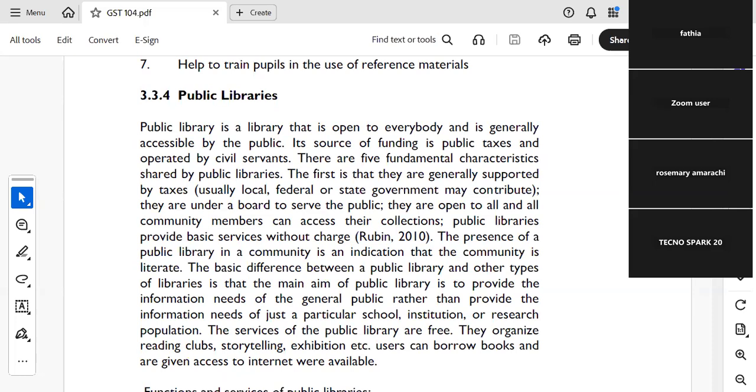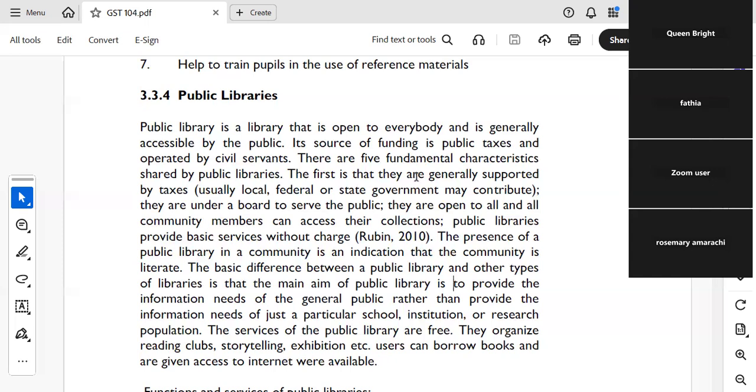Yes, it's a general question. Anybody can contribute to that. I want you guys to explain the meaning of the presence of a public library in a community being an indication that the community is literate. Yes? Nobody.